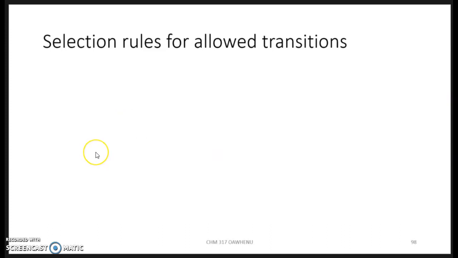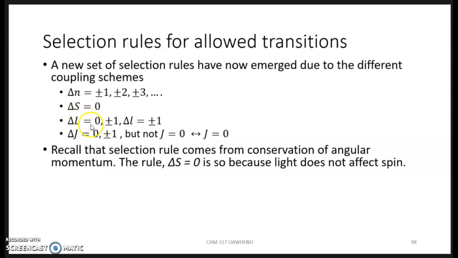Delta S is 0. Delta L can be 0, plus or minus 1. So this is capital S and capital L, that's the resultant. Remember, we are talking about many electron atoms. However, the small l can only be plus or minus 1, regardless of this. Delta J can be 0, plus or minus 1. There are additional rules for m sub j and m sub l. This applies in the presence of an external magnetic field or external electric field.